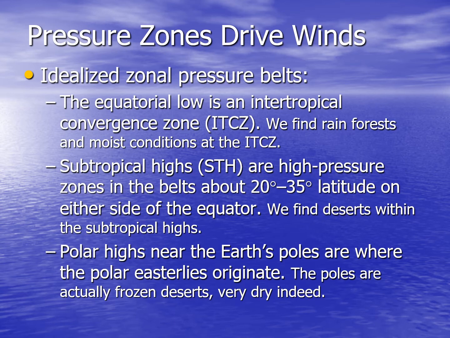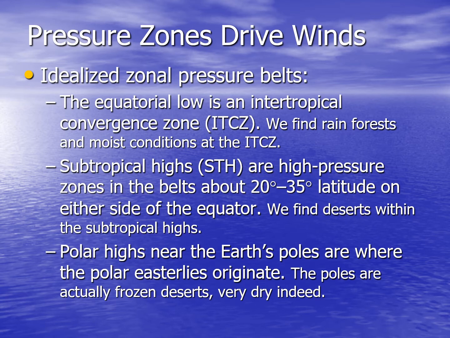All right, so some idealized pressure belts. Pressure zones drive winds, of course, as in differences in pressure drive winds. So we're going to discuss the ITCZ and the subtropical highs. Okay, so around the equator, you have generally low pressure because you have warm air that's rising. The equatorial low that this sets up is also referred to as the Intertropical Convergence Zone, or the ITCZ for short. And the ITCZ tends to migrate with the seasons. In fall and spring, it tends to be clustered about the equator. In summer, it moves slightly further north into the northern hemisphere. In winter, it moves slightly further south into the southern hemisphere. And we tend to find rainforest and moist conditions within the ITCZ.